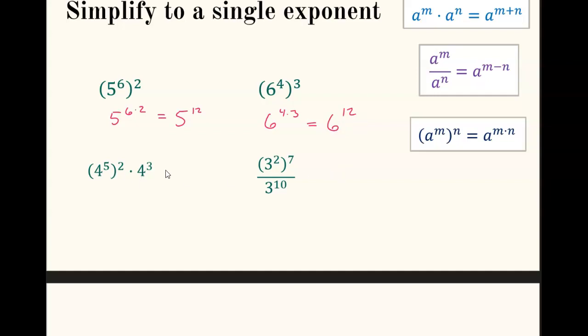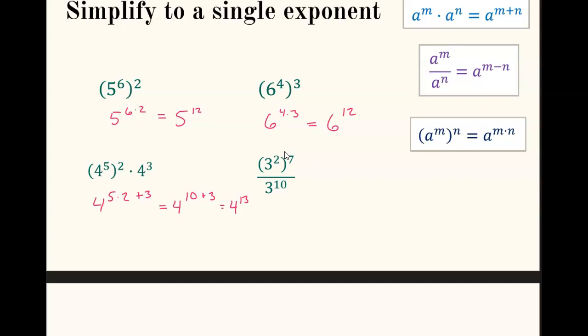This one we've got several steps, it looks like. Okay, so when we raise it to another exponent, we multiply. 4 to the 5 times 2. And then when we multiply, that means we add the exponent. That's the one up here. So now we're going to add a 3. This will be 4 to the 5 times 2 is 10, plus 3 equals 4 to the 13th overall.